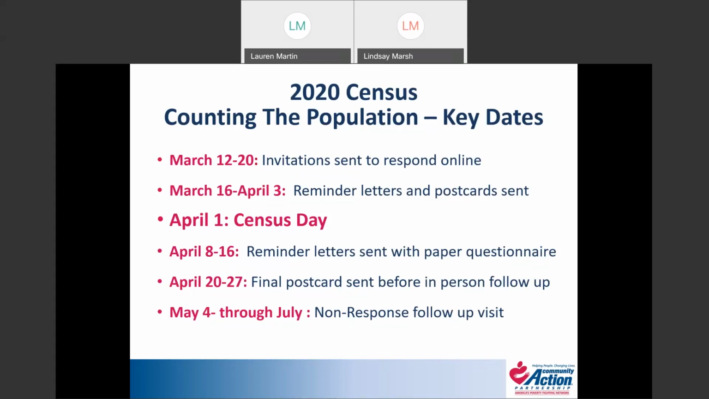Between April 20th and April 27th, final reminder postcards will be sent, telling people that they have one more chance to self-respond. For those households who have not responded as of April 27th, Census Bureau employees will begin to knock on doors starting on May 4th, and they will continue that through July to count people. So in summary, the census can be filled out anytime between March 12th, that's when the online forms start to go out for the phone lines, and the online response form is live.